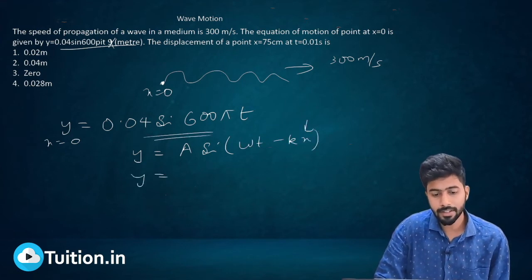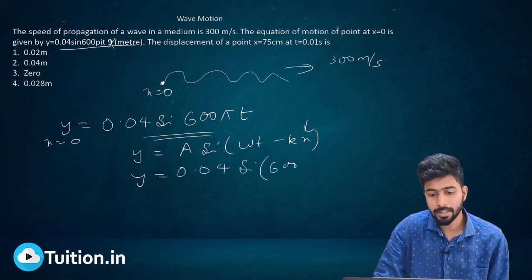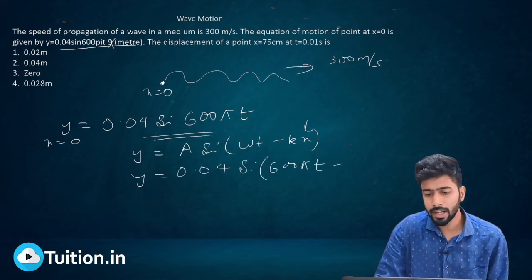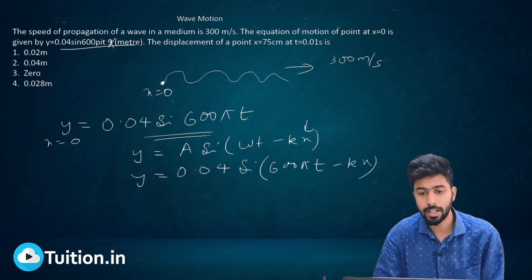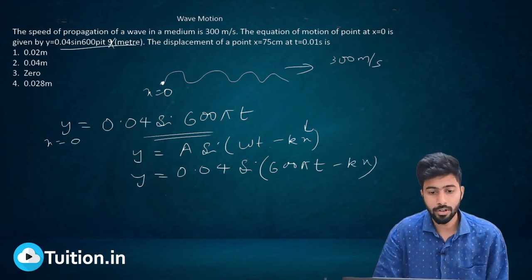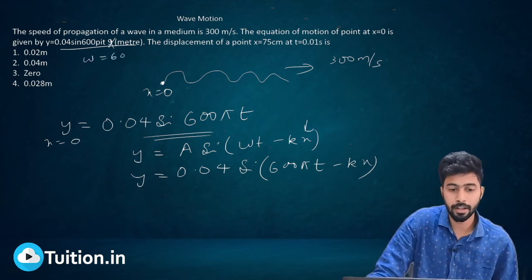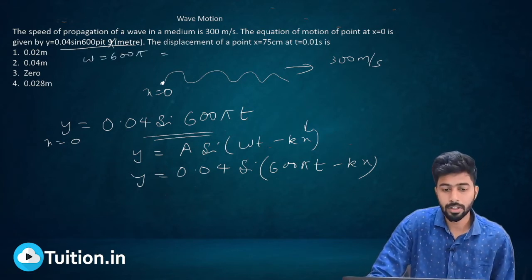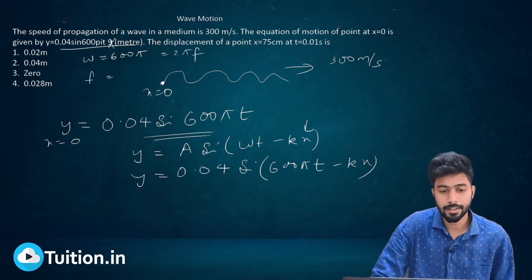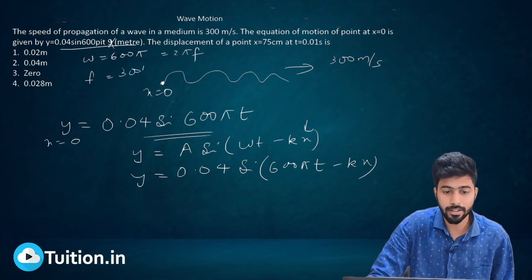So from here I can straight away say that my a is 0.04, my ω is nothing but 600π, and k is what I need to find. So how do you find k? That's the question. Well, ω is something that you got. It's 600π, right? So this is nothing but 2πf. So from here you can get the frequency. Frequency is 600π by 2π, which is just 300 hertz, right?